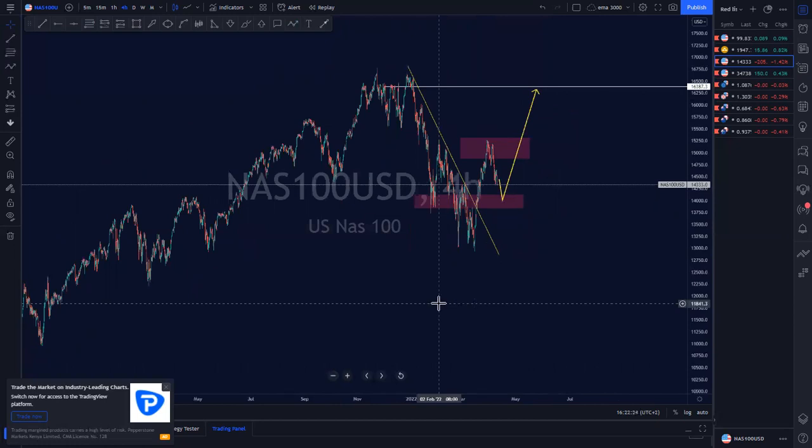So let me go to the US30 Wall Street to show you how we can also use the price action strategy the way I use it in order to determine the entries. So let us go to our US30 Wall Street.